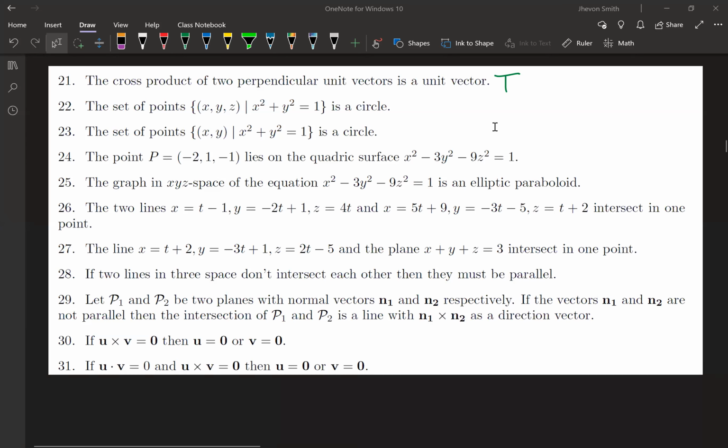Problem 22, let's get through this quickly. The set of points x comma y comma z such that x squared plus y squared equals 1 is a circle, true or false? 10 more seconds for this one. Let's go.